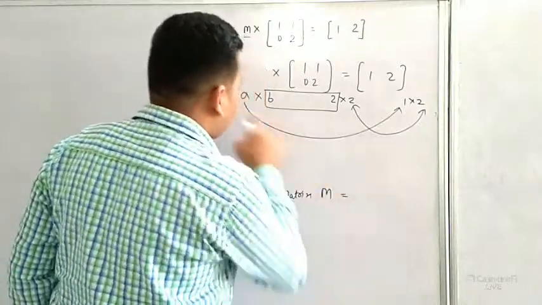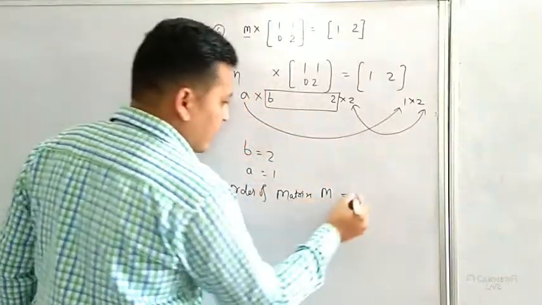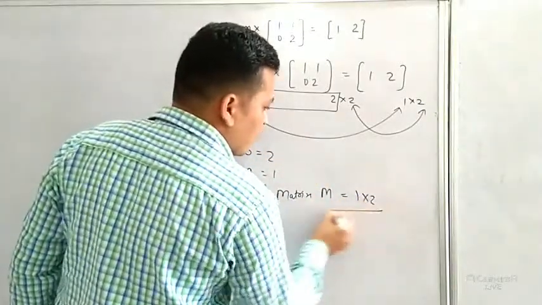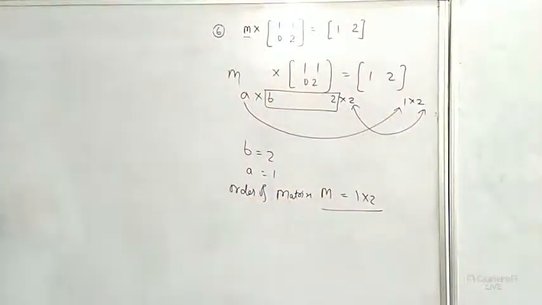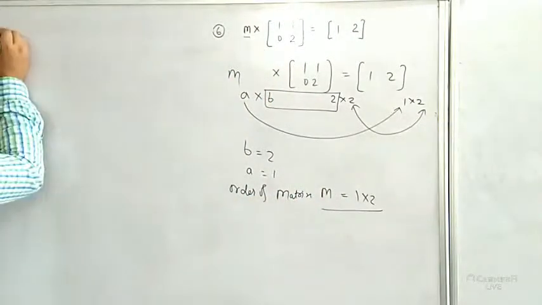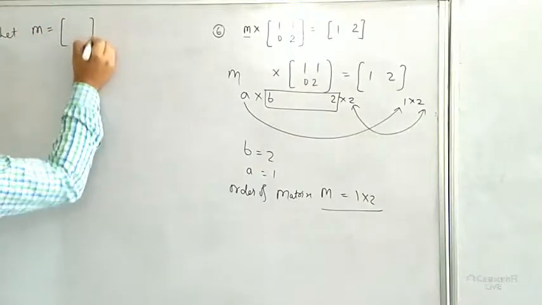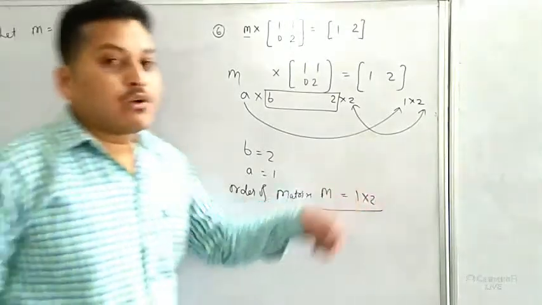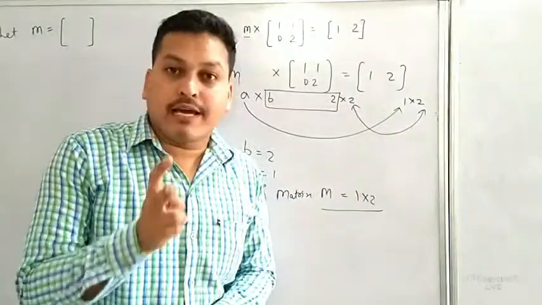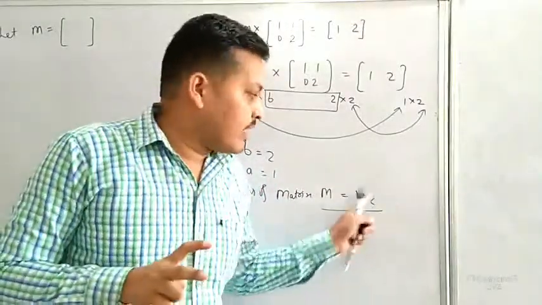So the order of matrix M is equal to, first A will come. What is A? 1 cross 2. 1 cross 2 is the answer. Then the next question is find the value of M. So let M be 1 cross 2. 1 cross 2 means how many elements will there be? Only 2 elements. 1 into 2 means 2.